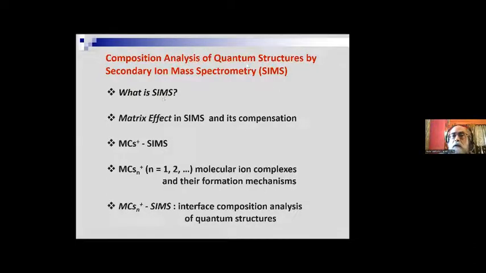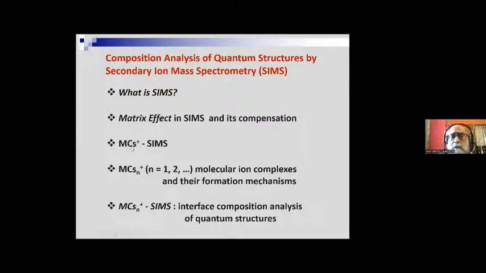It's secondary ion mass spectrometry, and I'm going to talk about the matrix effect in SIMS and how the matrix effect can create a difficulty in quantification, and then how we are able to compensate for the matrix effect by using molecular SIMS. The molecular SIMS can be MCs. The M is an element of interest, and Cs is a cesium ion.